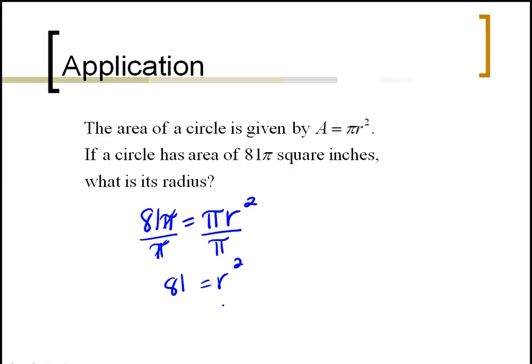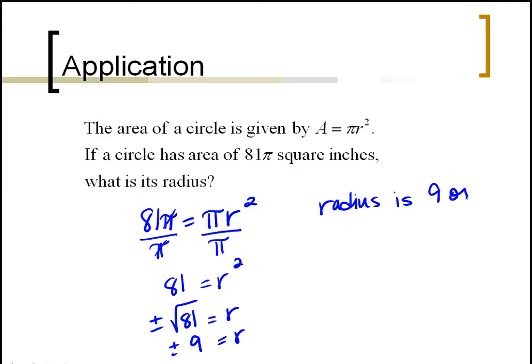So if r squared is equal to 81, r is going to be plus or minus the square root of 81, which would be plus or minus 9. So it's saying that the radius is either 9 or negative 9, but obviously negative 9 doesn't make sense in this context, so our radius is going to be 9 inches. Okay.